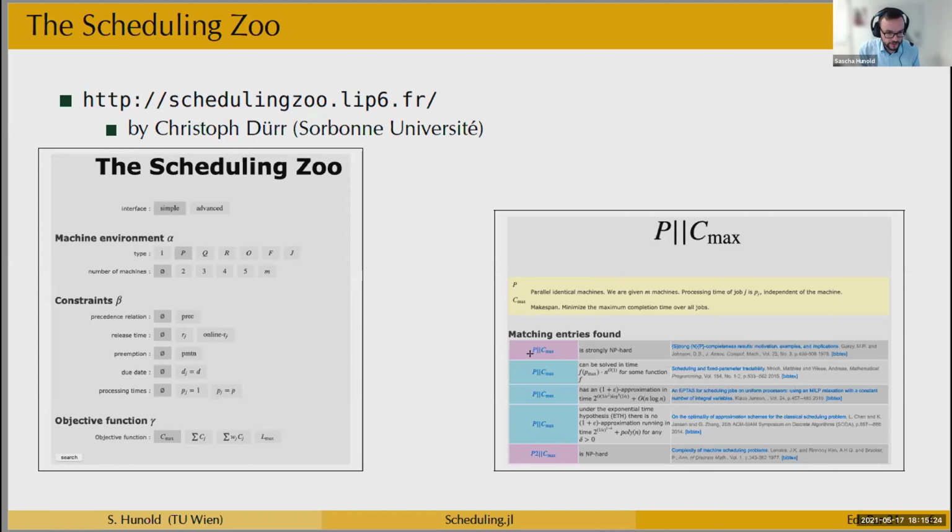For example, here, P||Cmax, it says it's strongly NP-hard, and it was shown by Garey and Johnson. And then it's fixed-parameter tractable, which was also shown here and there. Or we can actually devise an EPTAS for that problem. That's nice, but you don't have an implementation of these things. And this is somehow what we are trying to provide here.